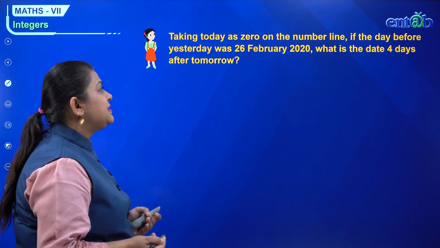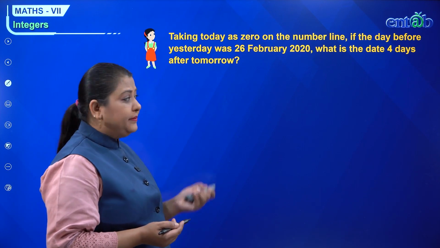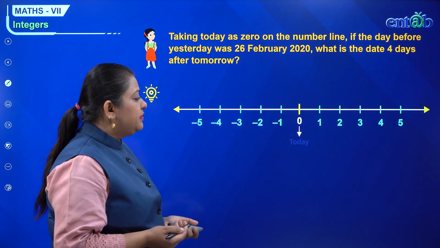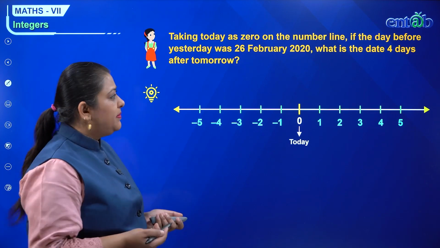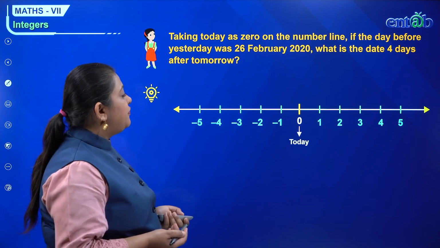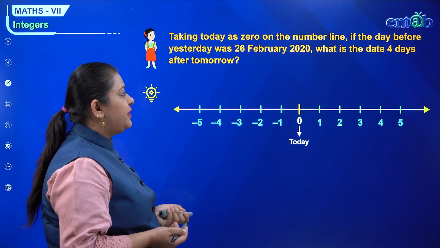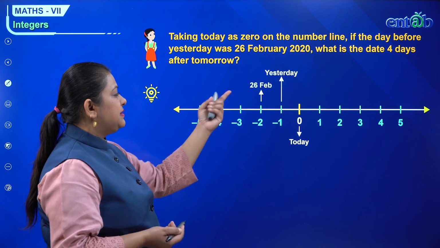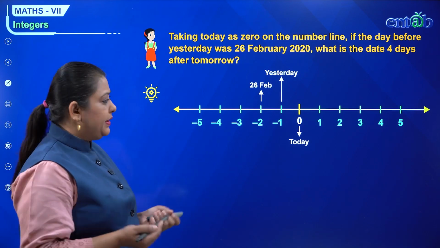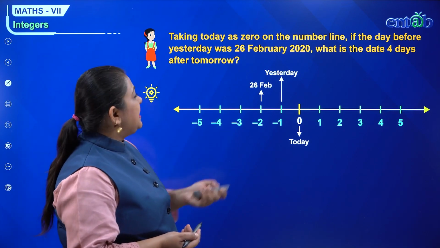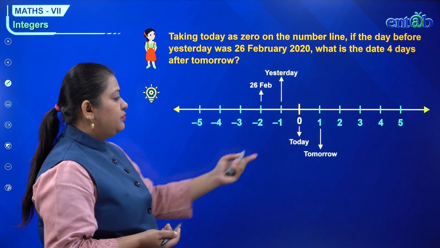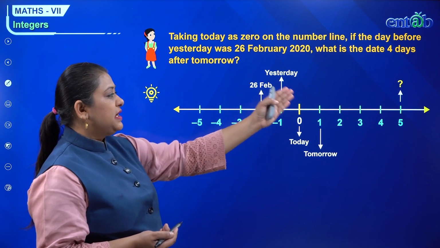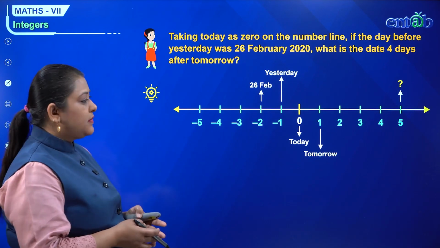Taking today as 0 on the number line. So this is my number line. I am taking today as 0 on the number line. If the day before yesterday was 26th February 2020. So this is yesterday and this is 26th February. What is the date 4 days after tomorrow? This is my tomorrow. I need to figure out what is the date after 4 days.